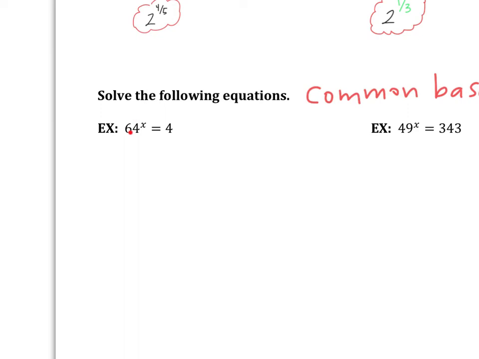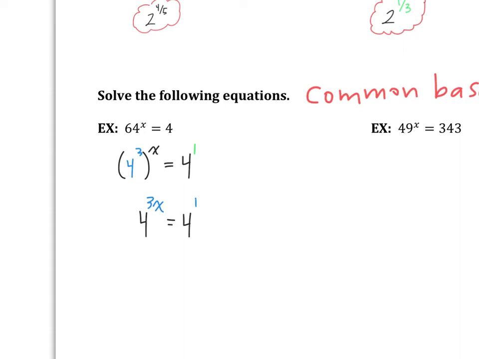But the good news is we can take 64 and we can rewrite that as 4 cubed to the x equals 4. Now, I could say 4 to the first power, just to make sure we've got that. Now, notice 4 cubed is still 64. I did not change the value, okay? I just rewrote 64. So now we take that left side and we have our power of a power, so we're going to multiply that. So we can rewrite this as 4 to the 3x equals 4 to the first power.